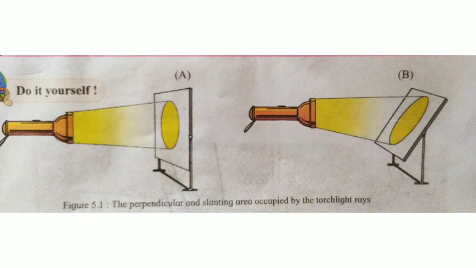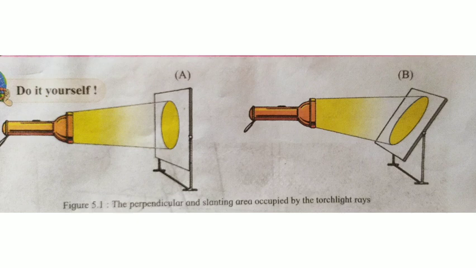Let's begin with the first activity given on page number 23, Activity 5.1, the perpendicular and the slanting areas occupied by the torchlight rays. After observing figures A and B in your textbook, there are certain questions in your book. On which paper does the beam occupy larger areas? The beam occupies a large area on the paper that is held in such a way that it makes an angle of 120 degrees with the beam.